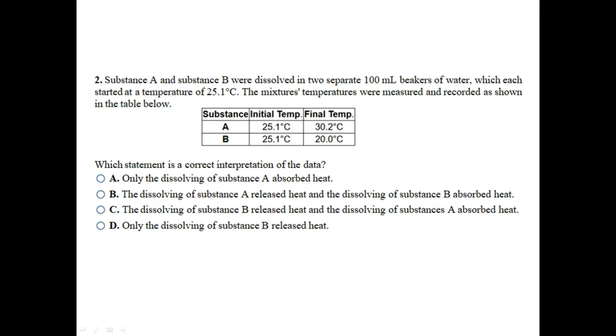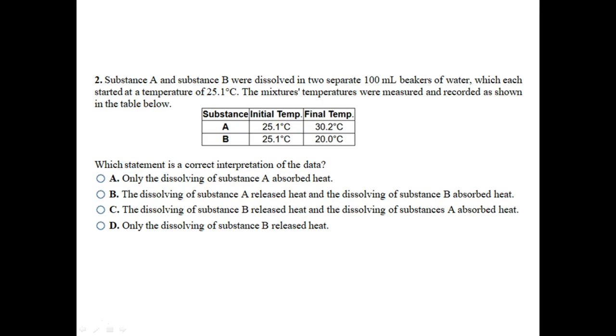Substance A's initial temperature was 25.1 degrees Celsius, and the final temperature was 30.2 degrees Celsius. Substance B had an initial temperature of 25.1 degrees Celsius and a final temperature of 20.0 degrees Celsius. Which statement is a correct interpretation of the data?